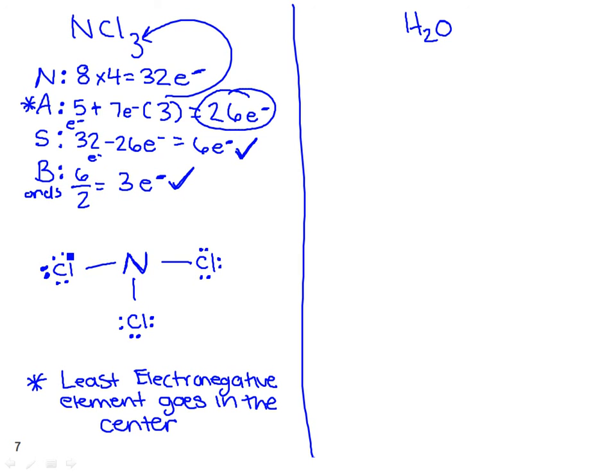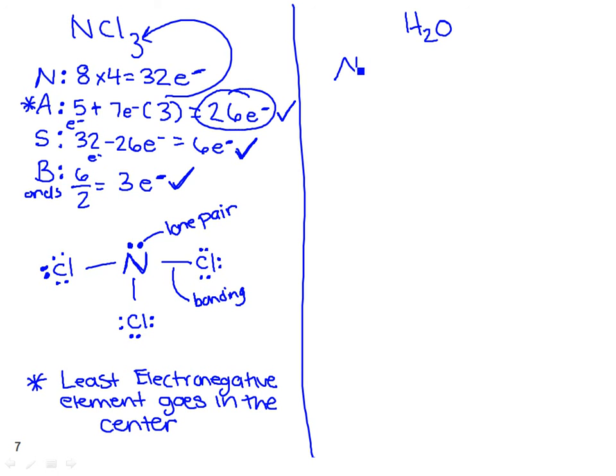Once you've filled in the outer atoms, you're going to come back to your central atom and place the electrons on the central atom. Now we have 26 electrons. So these would be considered bonding, and this is considered a lone pair of non-bonding electrons.